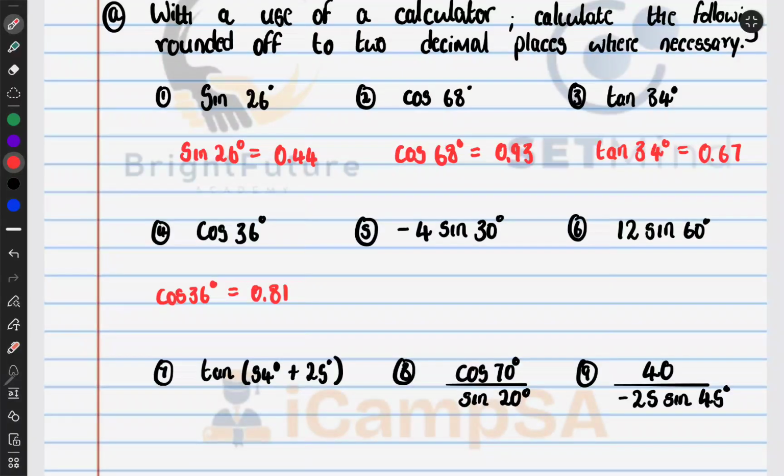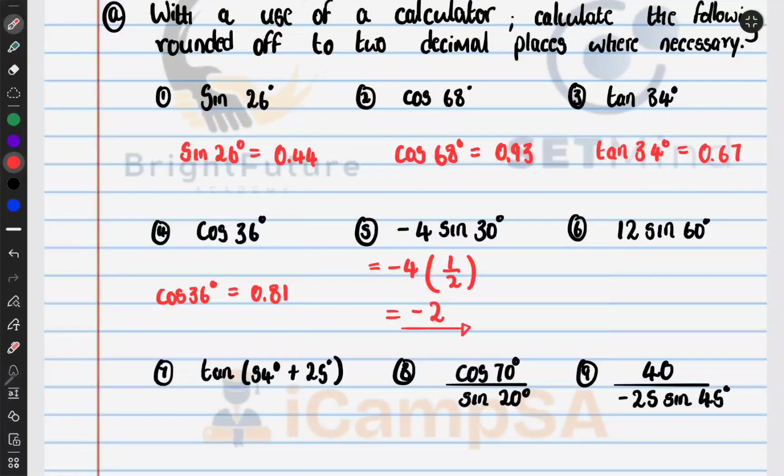Cos 36 will be equal to 0,81, and then we have negative 4 sine 30 degrees. What you do is start by evaluating sine 30 degrees, and then you multiply it by that negative 4. So you're going to have negative 4 times sine 30. Sine 30 is 1/2. Negative 4 multiplied by 1/2 is negative 2. So this is equal to negative 2.